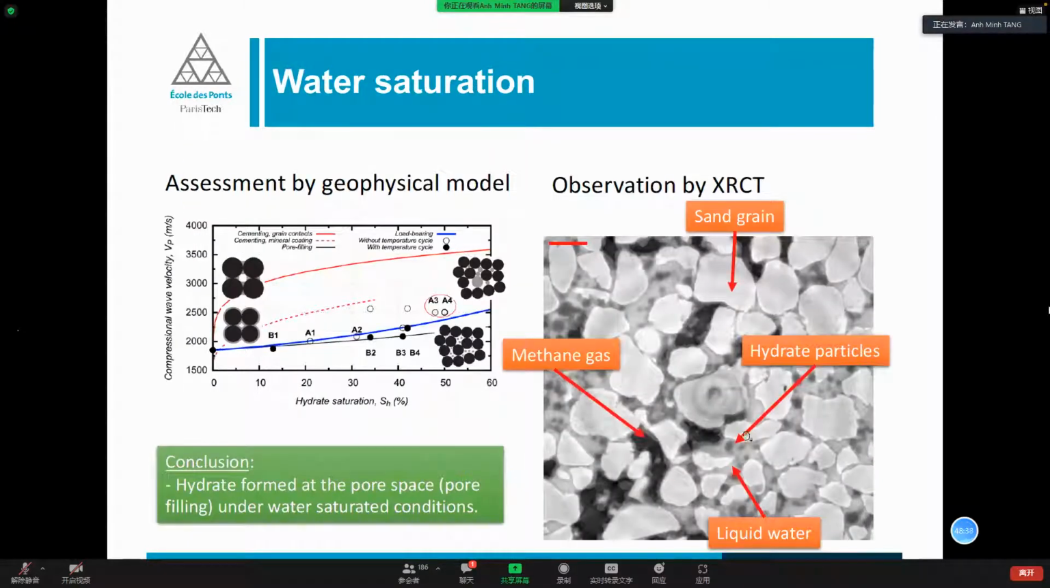And then you see that when you inject water, the stiffness decreases quickly. That corresponds to the geophysical model where hydrate stays in the space between the sand grains, which we call pore filling. And this is what we observe also with X-ray microtomography here, where we see hydrate particles in the liquid in the pore space.